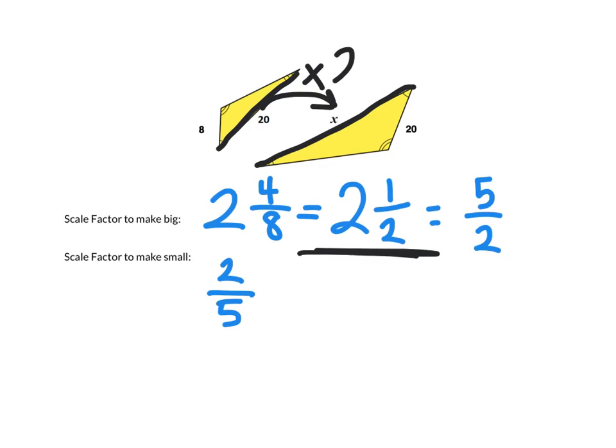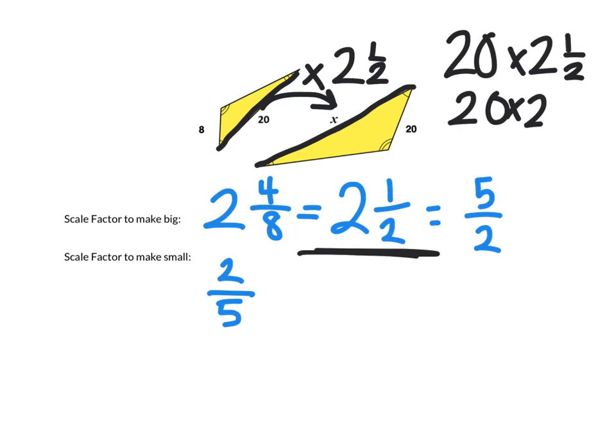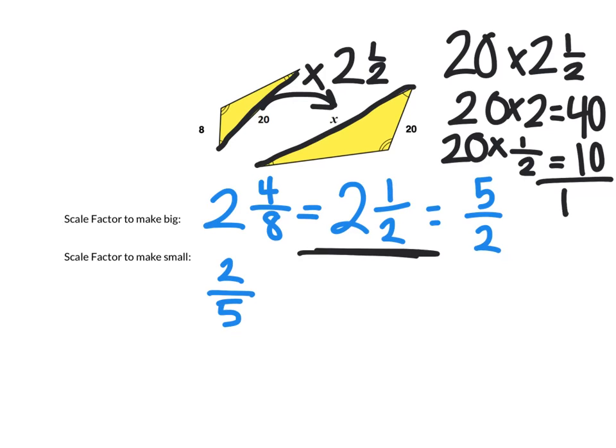So 20 times 2 and a half. So 20 times 2 and a half would be 20 times 2 and 20 times a half. Half of 20 is 10. Together, that makes 50. So x is worth 50.